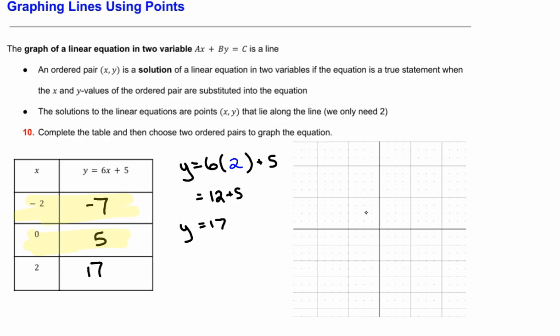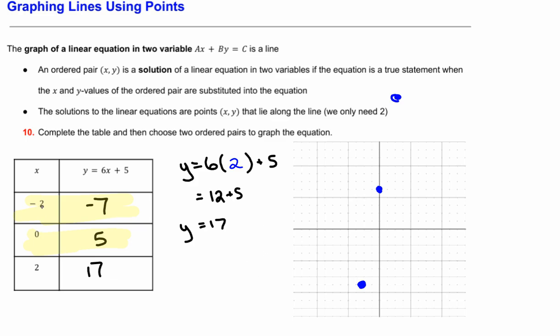So -2, -7 would be to the left 2, and then down 7. So 1, 2, 3, 4, 5, 6, 7. Whoops. Calibration's a little off. 0, 5 would be left and right 0 and up 5. That would be right here. Now, the thing about this is, oh, by the way, 2, 17 would be here and then way up here somewhere off my graph, right? But in actuality, there's a lot more x and y's that will work for this.